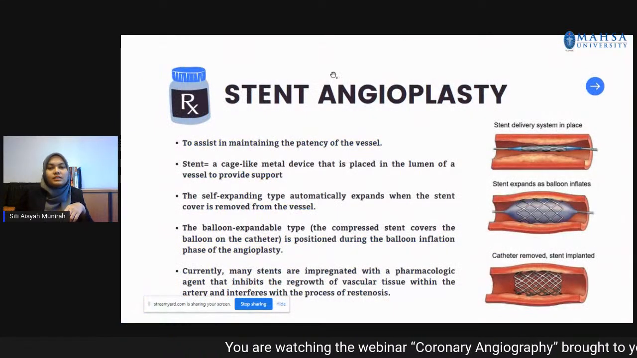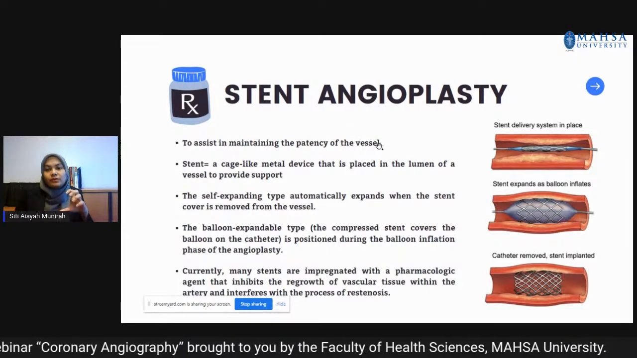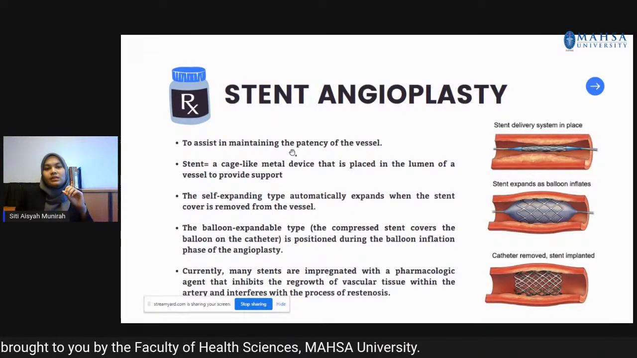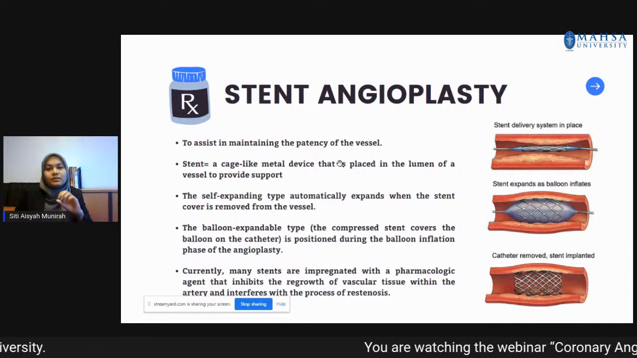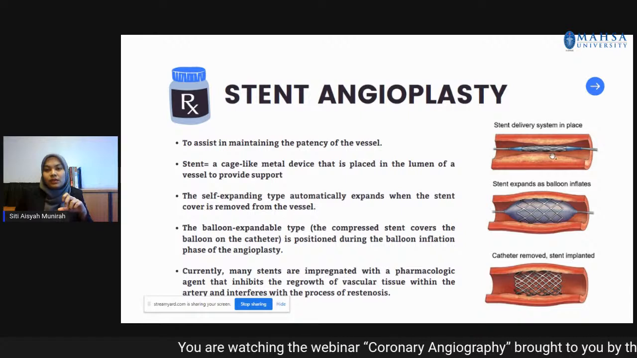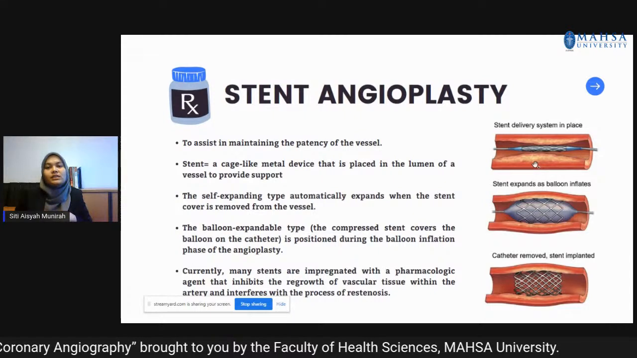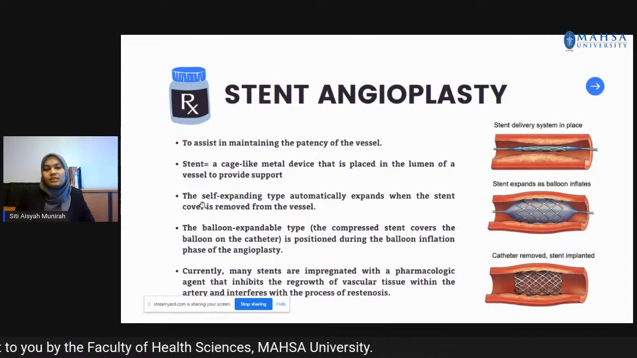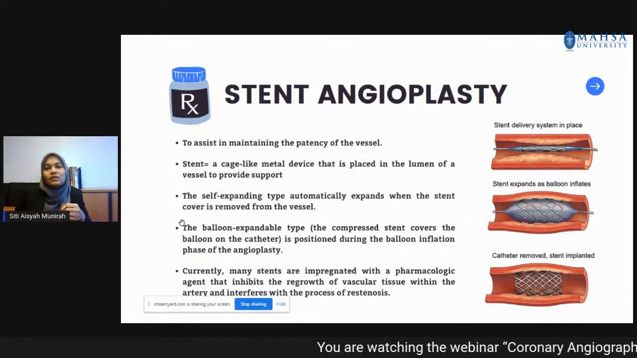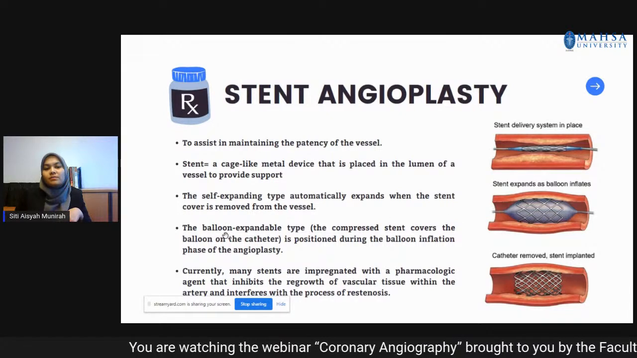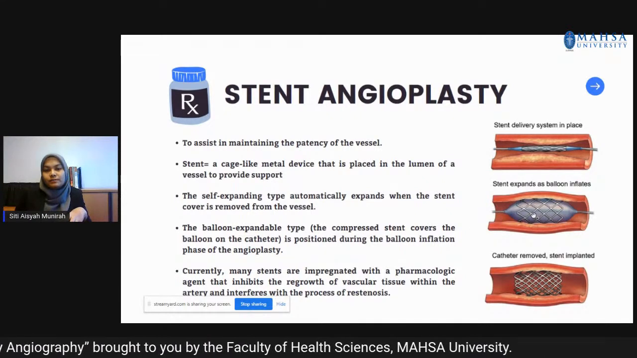And then next is the stent angioplasty. Okay, so basically after the balloon has opened the narrow blood vessel, a stent is used to assist in maintaining the stability of the blood vessel, meaning to secure the patency of the blood vessel after the narrow blood vessel has been opened. So basically, the stent is this one. It is a metal mesh device that is placed within the lumen of the vessel to provide support. Okay? So basically, there are two types of stent. First is the self-expanding stent, which automatically expands on its own after the cover is removed from the blood vessel. And the second one is the balloon-expandable type, which needs to be expanded with the help of the balloon here.